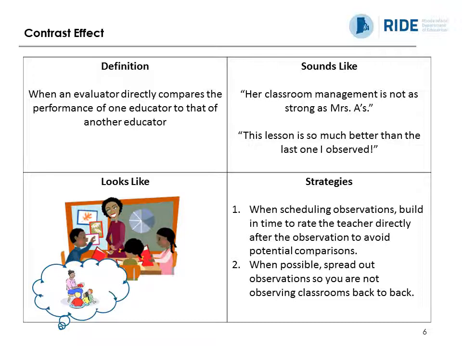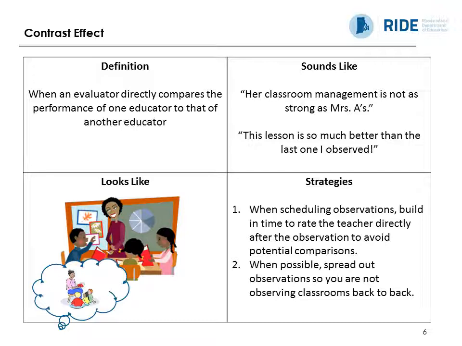Another source of bias is called contrast effect. This occurs when an evaluator directly compares the performance of one educator to that of another educator. For example, picture a principal in the back of the room observing a class while also thinking about what he saw in another teacher's classroom just a little while ago. Sometimes it can be hard not to make comparisons, such as, this teacher's classroom management is not as strong as Mrs. A's management. There are two strategies you can use to help minimize the contrast effect.